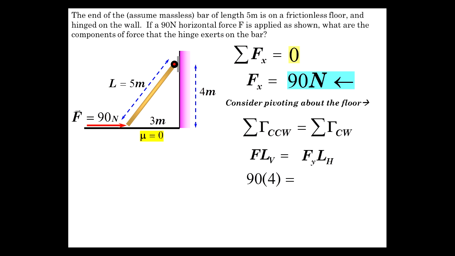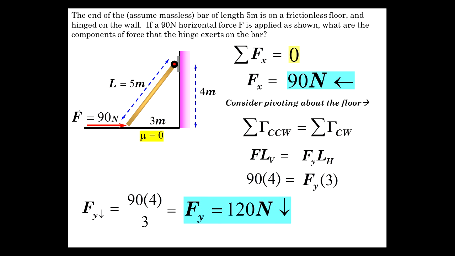So 90 times 4, see, the force to do counterclockwise is 90, it's just the opposite of this, across 4 meters equals the force in question times 3 meters. And we can easily solve for that force, which turns out to be 120 newtons. So 120 newtons in this direction across 3 meters, pivoting here, is equal to 90 newtons this way across 4 meters. Now you could do this problem pivoting about this point and you'd get the same results.